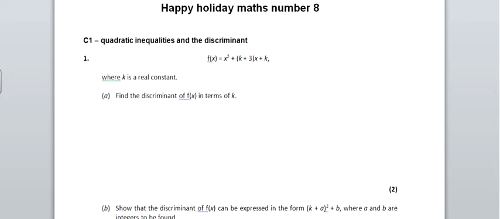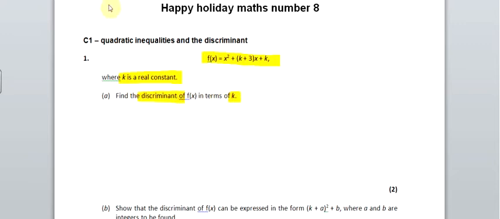Well, here we go with the solutions to number 8. Look at quadratic inequalities and the discriminant. So question 1, we're given a function. It's a quadratic function, and they tell us that k is a real constant. First part of the question says to find the discriminant in terms of k.